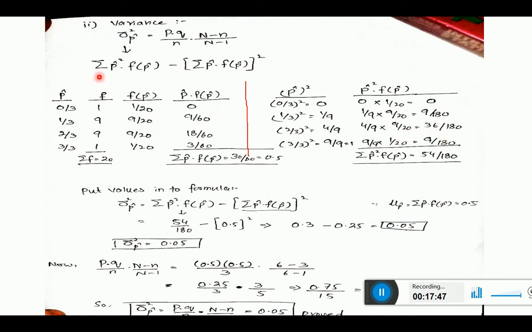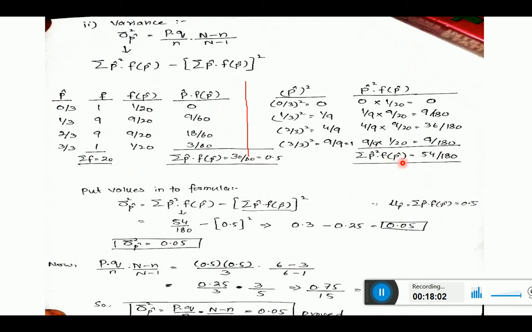Now according to the formula I need the summation of p cap square f of p cap. Just add up all the values and you will get 54 divided by 180, and that is the summation of p cap square into f of p cap.